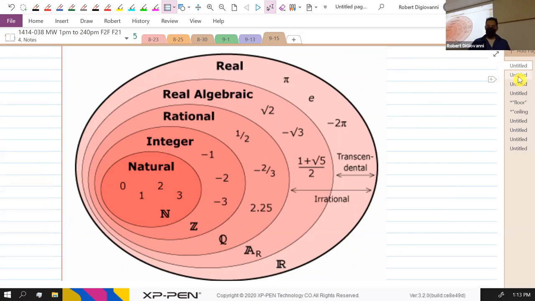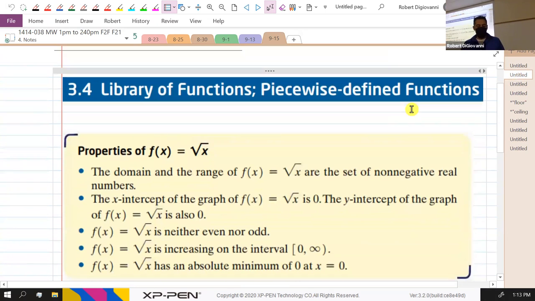All right, so what is today about? Today is about a library of functions and a very important concept called piecewise defined functions. So the library of functions, the way I want you to think about what we're going to do here in the beginning of class is that as you go into your next classes, pre-Cal, Cal 1, how many of you need Cal 1? I'd assume most of you need Cal 1. Yeah?